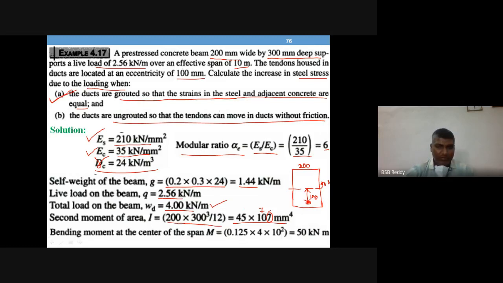Correction from the textbook. Bending moment at the center, WL square by 8. Span is given, 10 meters. W means total load. Use the total load value with L square, divide by 8, becomes 0.125. So which comes around 50 kilonewton meter is the bending moment at center.